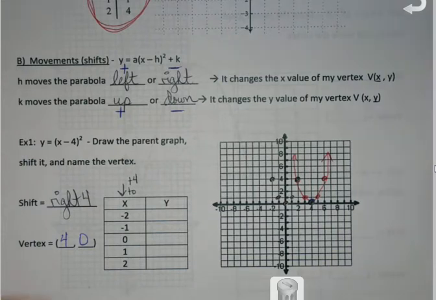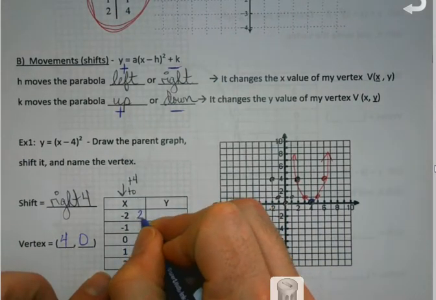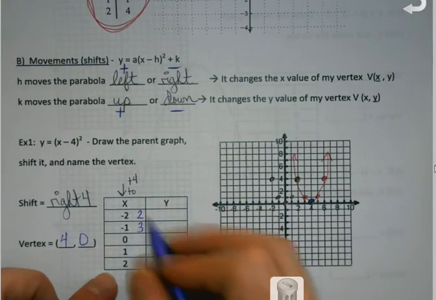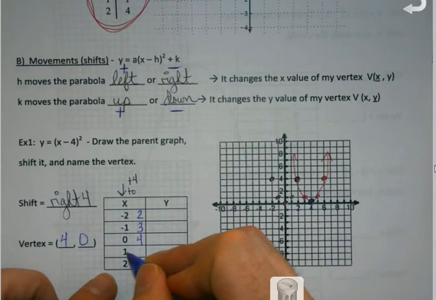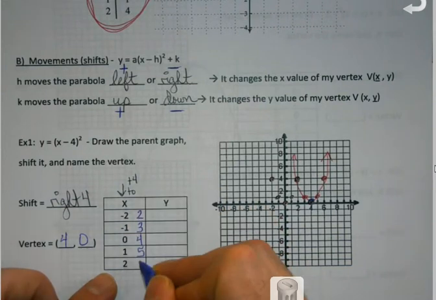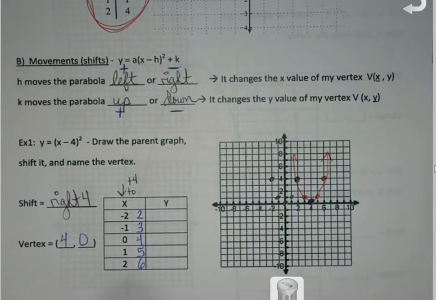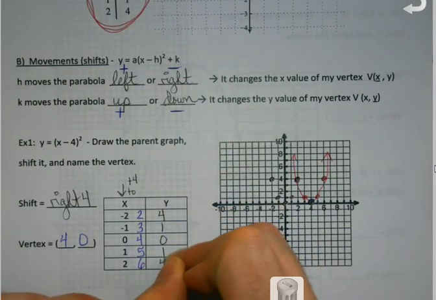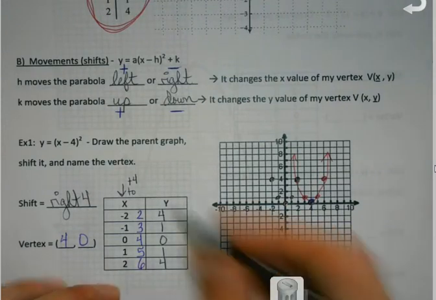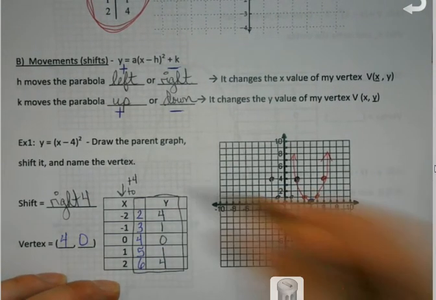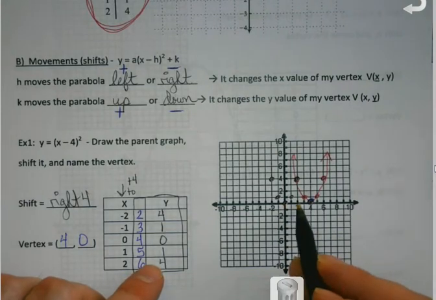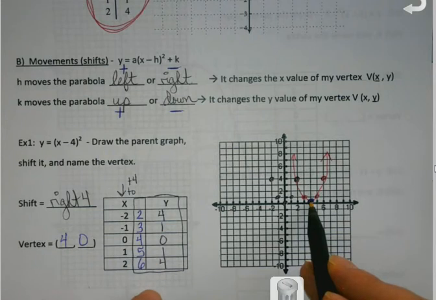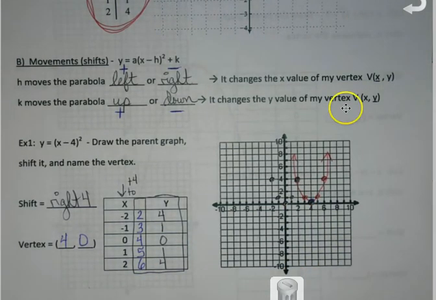So what I actually did was, negative 2 plus 4 is 2. Negative 1 plus 4, and I won't make you do this on all of these. 0 plus 4 is 4. 1 plus 4 is 5. 2 plus 4 is 6. But my y values didn't change at all. And this is why it's so important to understand that base graph, because these are the points I just plotted. 2, 4, there it is. 3, 1. 4, 0. 5, 1, and 6, 4.